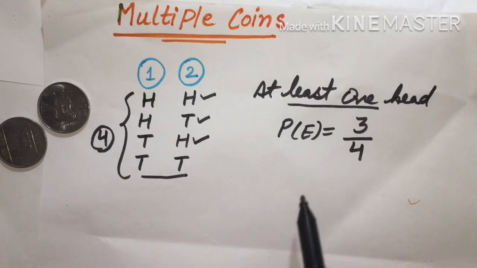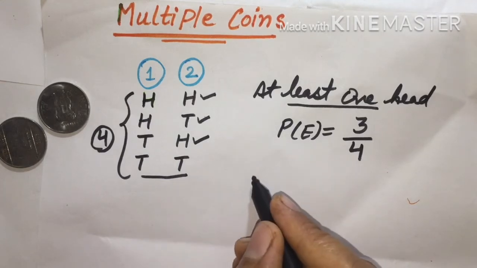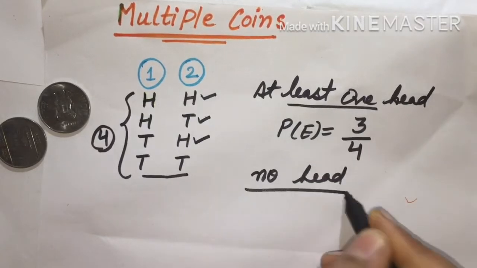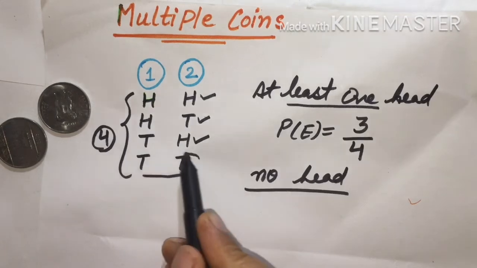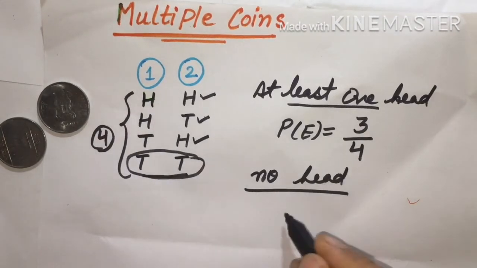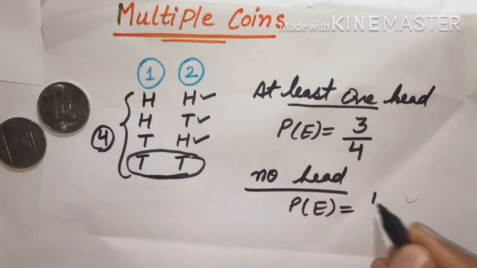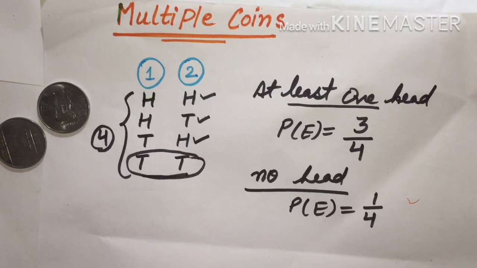The same thing we can find in a different manner also. How? If I say no head should be there, we can find the probability of having no head. There is one case when no head is there, so the probability of having no head is 1 upon the total cases, 4, so 1 upon 4.